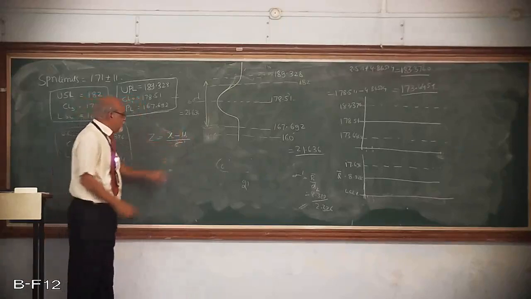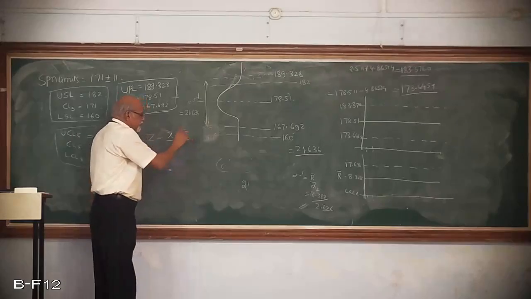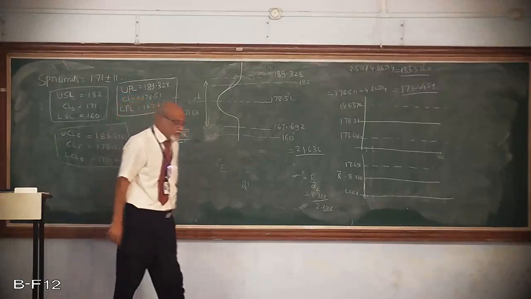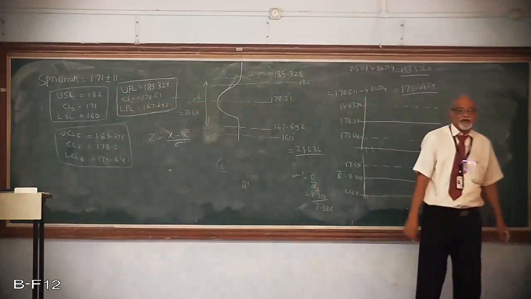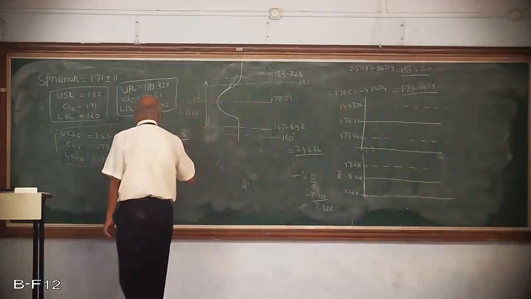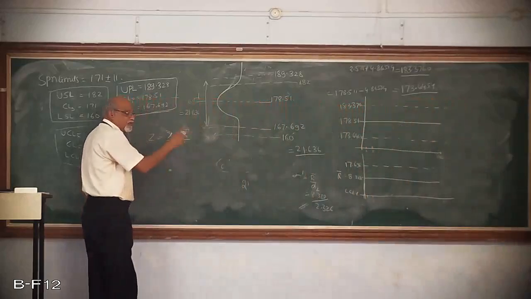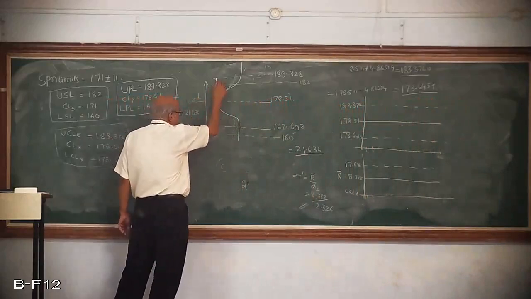I could have used here X double bar or X bar prime, because X double bar is the best estimator of X bar prime. Here I cannot use sigma X bar. No, it has to be sigma prime. That is what we have found out. This is the desired value. That means this area I want to find out.